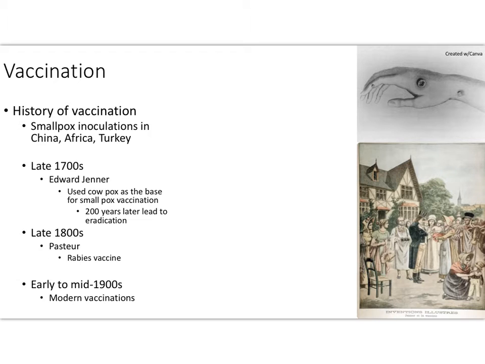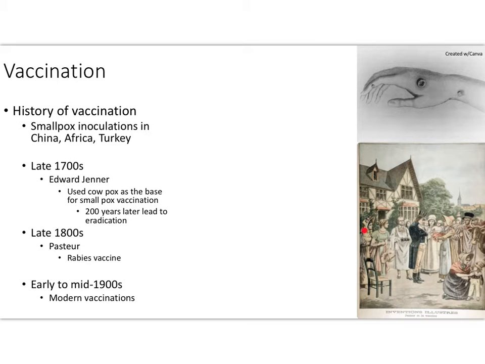So he figured out that if he took a little bit of the cowpox virus from the person's body, again, pretty much from taking a scab or taking some samples from one of the lesions, and he injected that into someone else's body, that person would then be protected from smallpox.